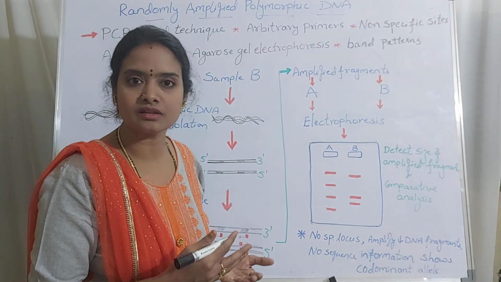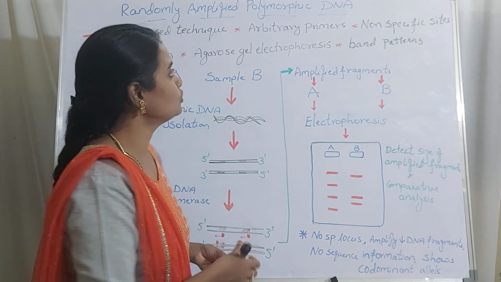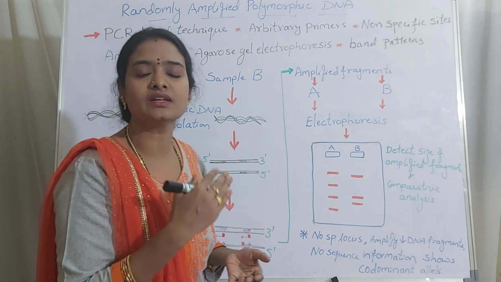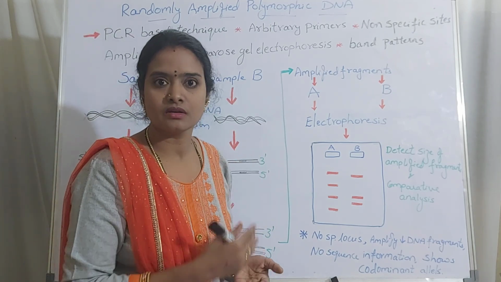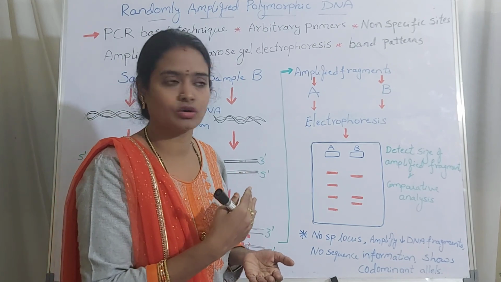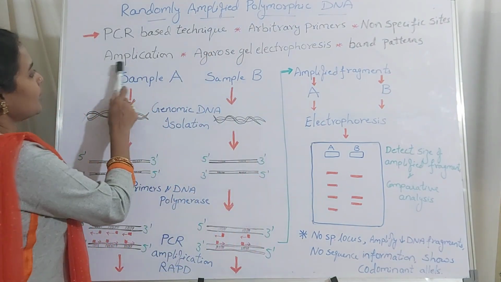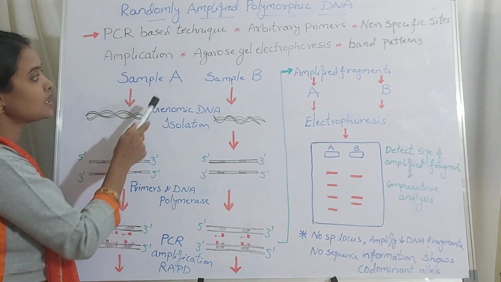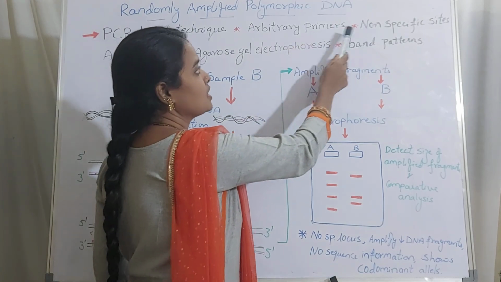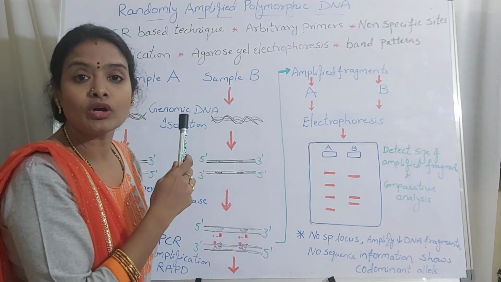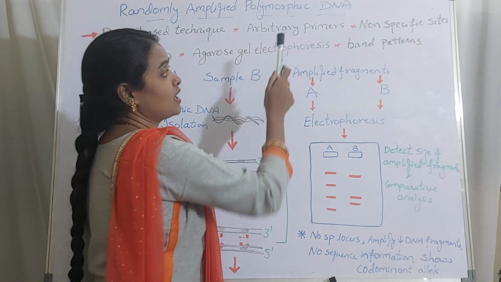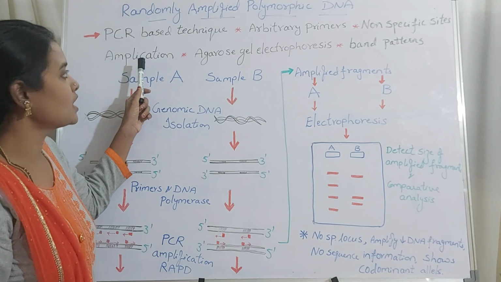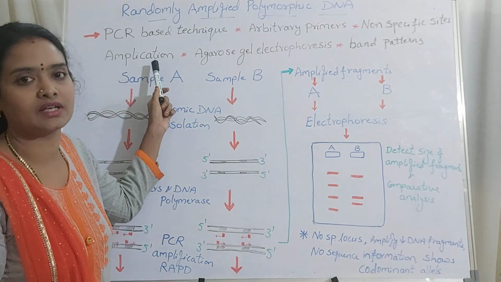You take the DNA from the animal and add these arbitrary primers so that they bind to the DNA randomly at different places, to the complementary locations. Another thing is amplification. Already we said that it is a PCR based technique. That means after these primers bind to certain sites, they undergo PCR and produce more copies. That is referred to as amplification of those particular DNA fragments.